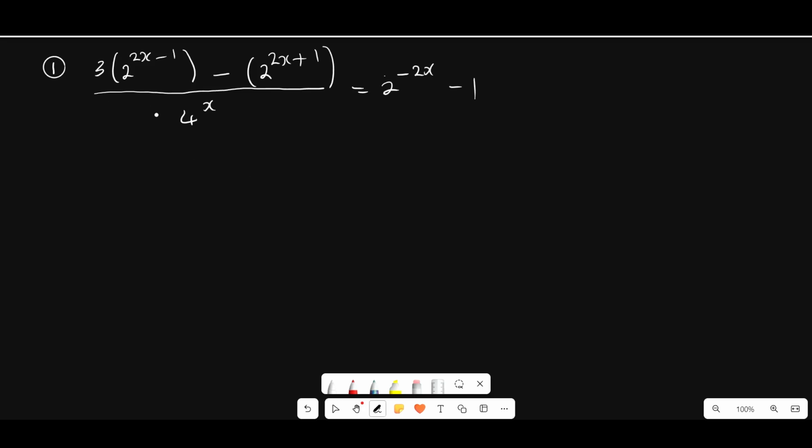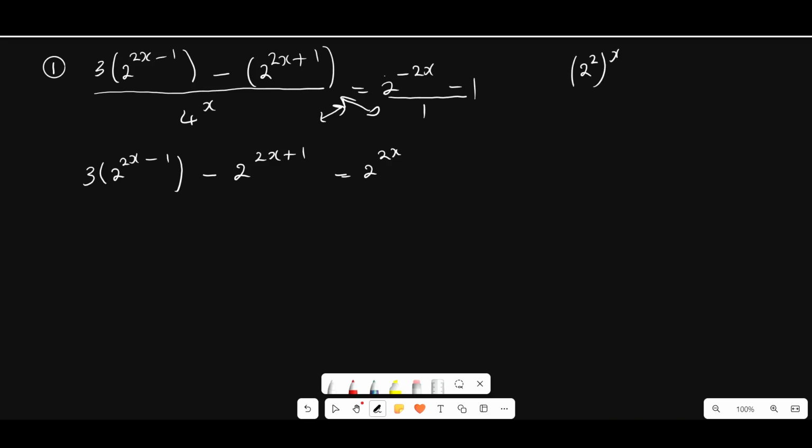The first thing that you have to do, you can cross multiply. Divide this by 1, and then you can cross multiply in that case. Let us cross multiply. We will have 3 times 2x minus 1 and then minus 2x plus 1, which should be equal to, well, this is 2x. Remember, 2 squared is the same as 4, and then that x there, which gives us 2x.